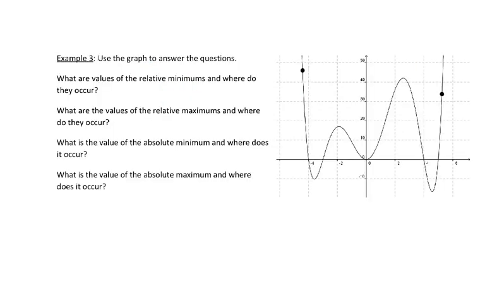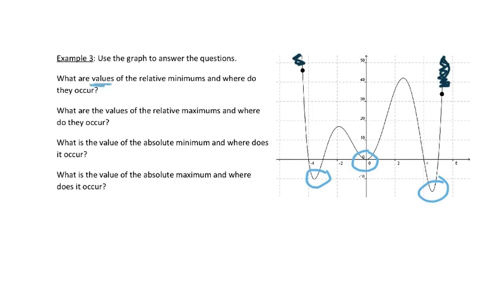So in this graph, first of all, I want you to pretend like this piece right here is not there, and this piece right there is not there. I couldn't get it to work in the computer. So the graph ends where the dots are. So what are the values of the relative minimums? So let's talk about this. Here's a relative minimum, here's a relative minimum, and here's a relative minimum.